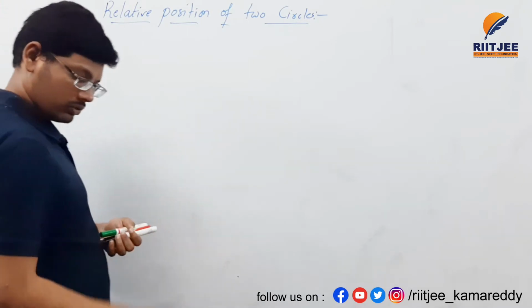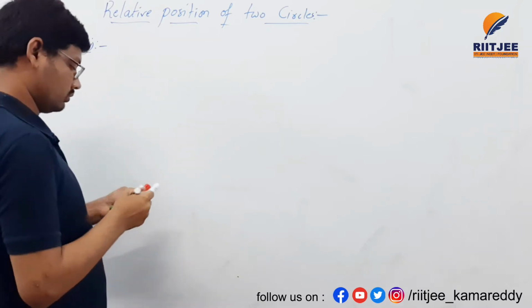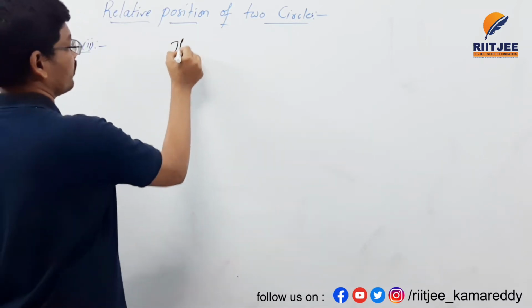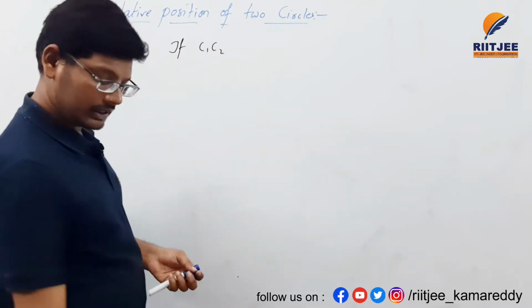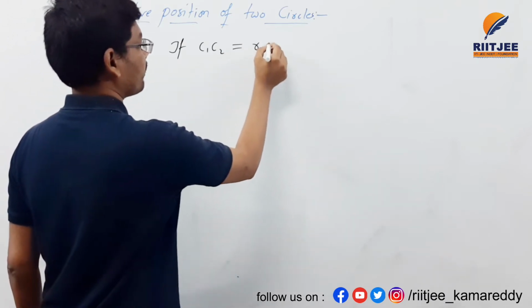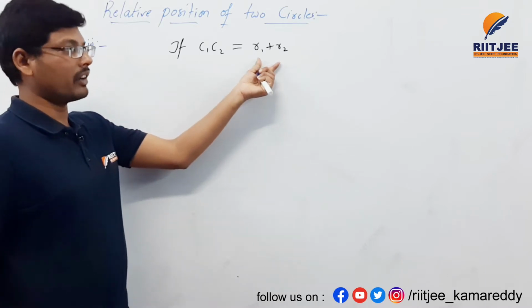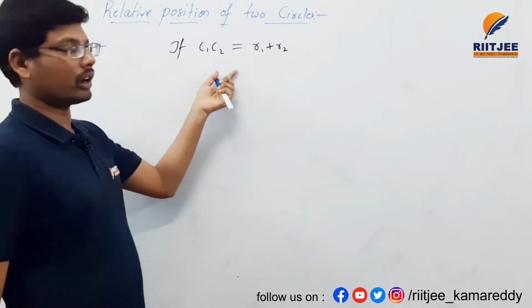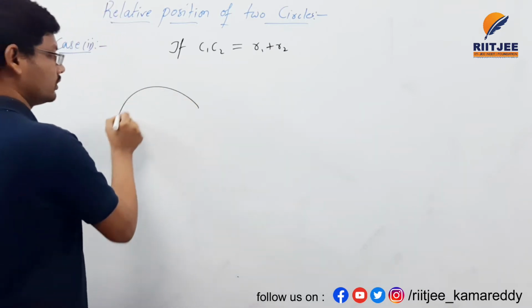Case number 2, if C1 C2, the distance between two circles is equal to R1 plus R2, the sum of radius of two circles is equal to the distance between center 1 and center 2 of two circles. Let's see the diagram here.